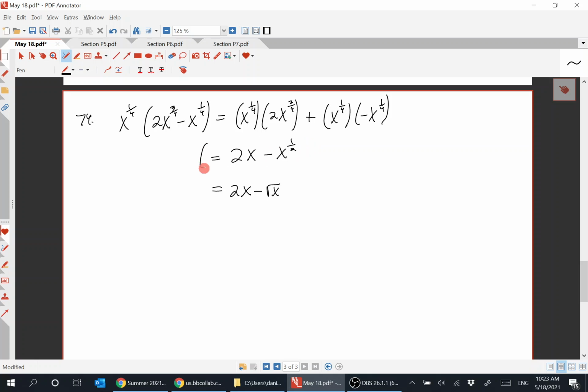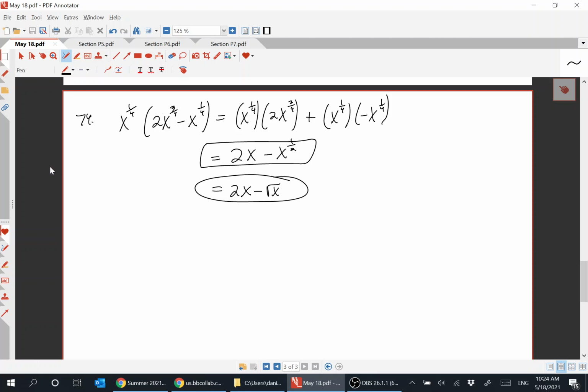But this expression is nice. This one is fine, too. That's an acceptable answer. Okay, so rational exponents, just the same as integer exponents. Just be careful when you're adding fractions together because it's easier to make a mistake.